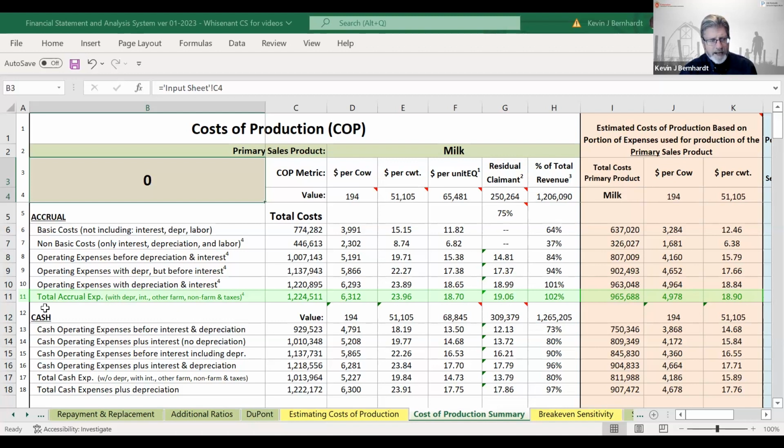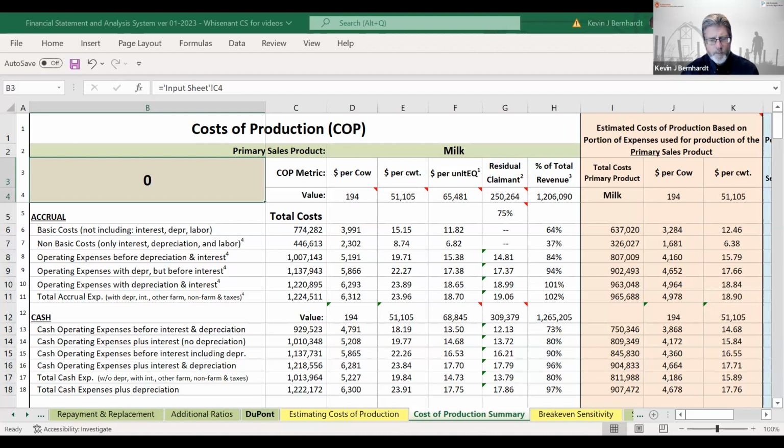But in the end, if we concentrate on line 11, total accrual expenses, and look at the ones that have made adjustments, we're somewhere between $18.70 per hundredweight to $19.06 per hundredweight for the methods used. Now, the other one I want to alert you to, and the one that I would recommend as the best one to use, is these ones that are in the salmon colored or pinkish cells. These come from a different tab. So let's look at that.